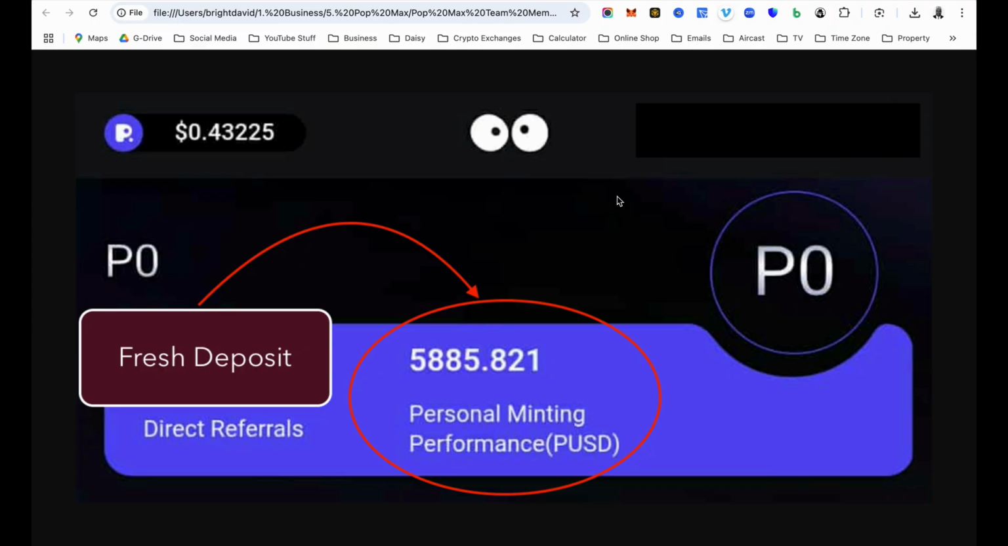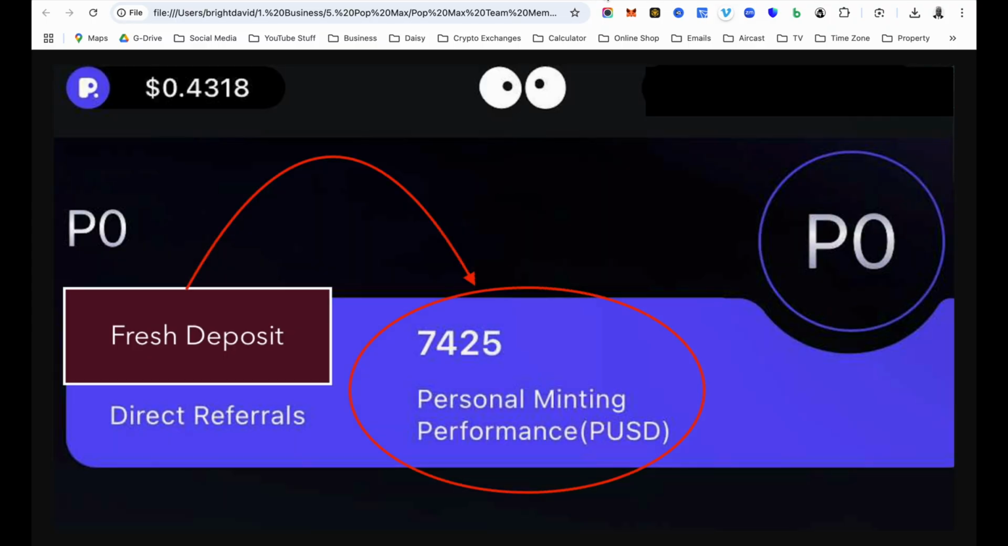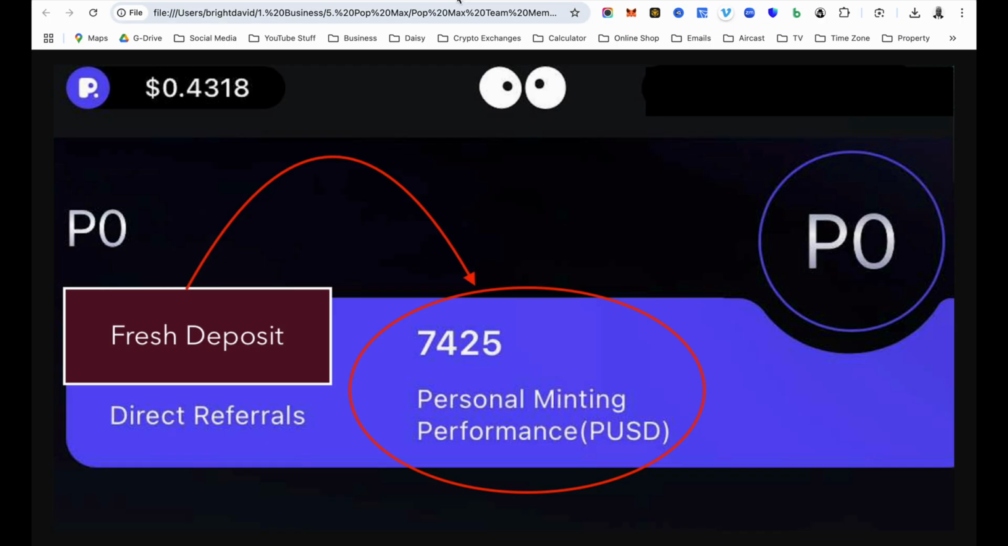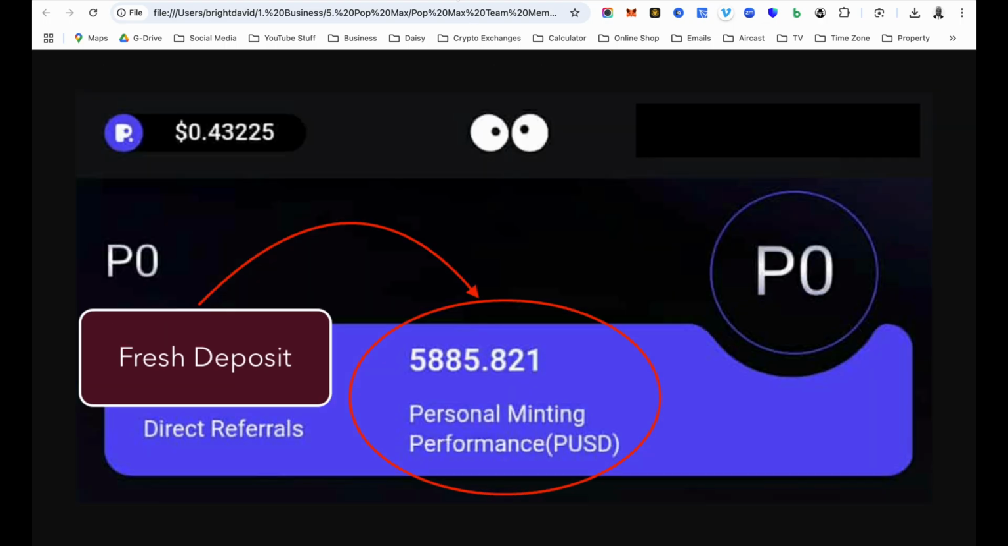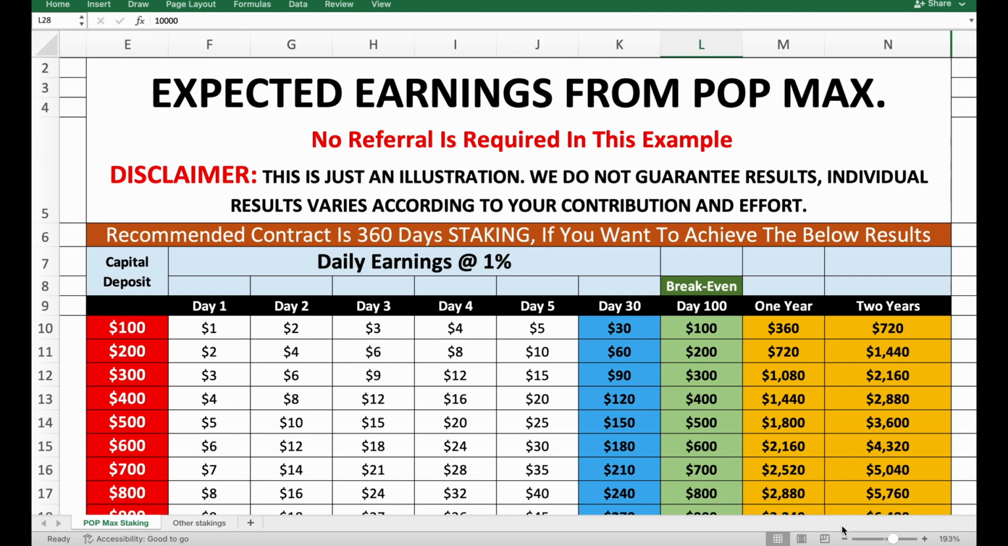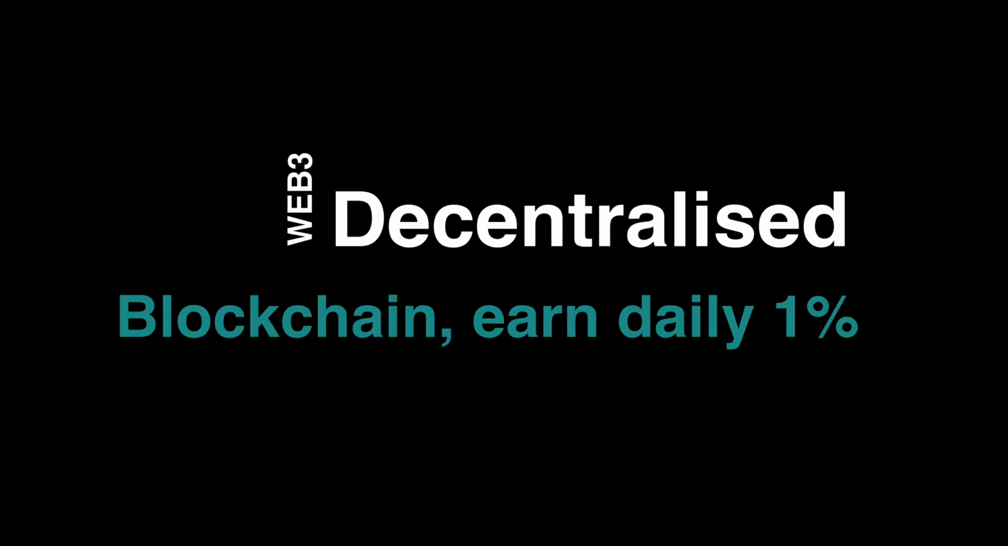And remember also that your capital is given back to you. So even though they have deposited 7,425, or the one that deposited 5,885, this money will be given back to them when they complete their contract term. Let's say they choose the 360 days contract term. Their original deposits will be given back to them when they complete it, plus their profit. So it's a win-win game in PopMax, to be honest.